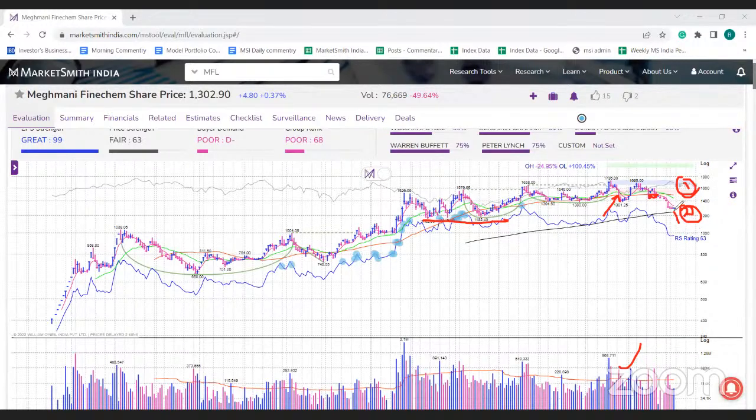ठीक है, बट अगर यहाँ ये जोन से अगर रिबाउंड होता है, then there are chances कि ये 50 DMA के ऊपर जा सकता है. So that's what technical says. But yes, otherwise you need to be very careful in the stocks which are below 50 DMA.